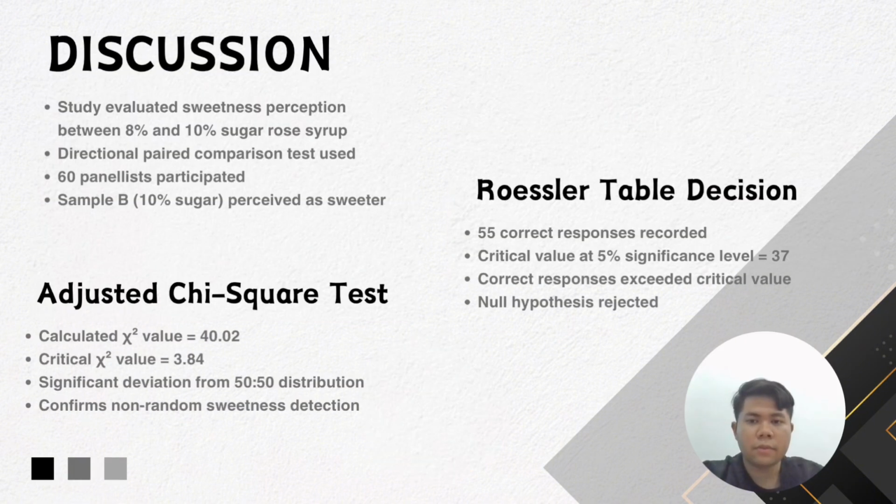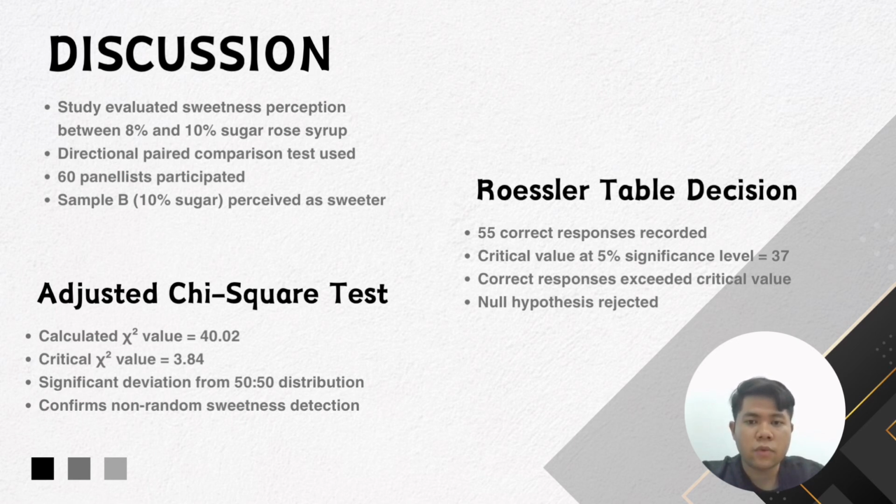Now I will explain the discussions. Firstly, in this sensory evaluation test, we aim to determine whether a small difference in sugar concentration, specifically 8% and 10% in rose syrup drinks, could be detected in terms of sweetness. A directional paired comparison test was conducted using 60 panelists. The results show a clear and consistent pattern where sample B was perceived as sweeter than sample A.